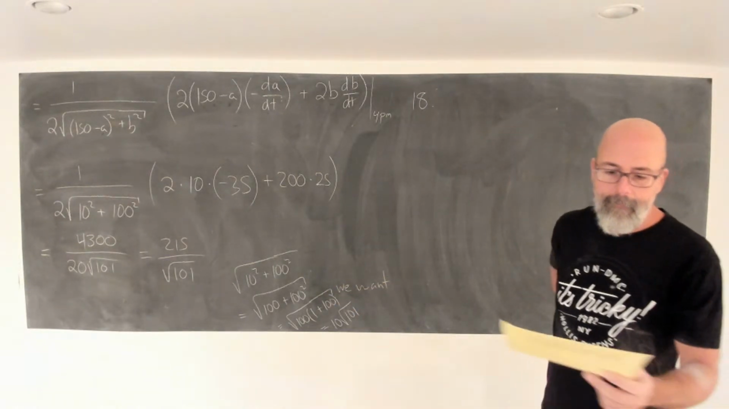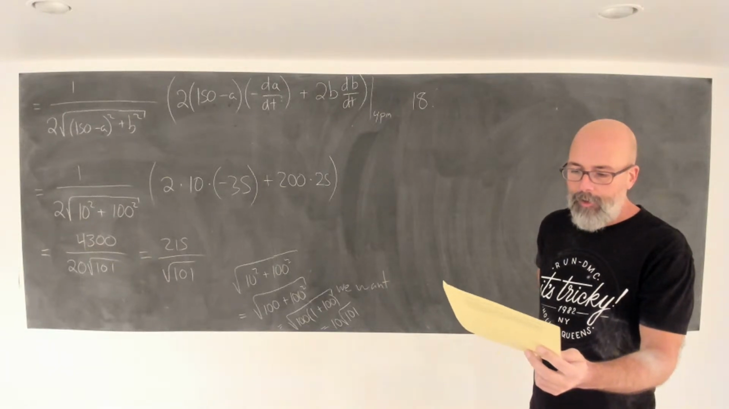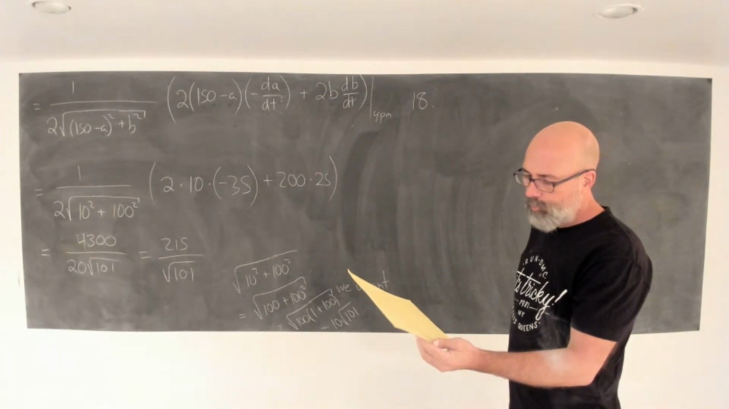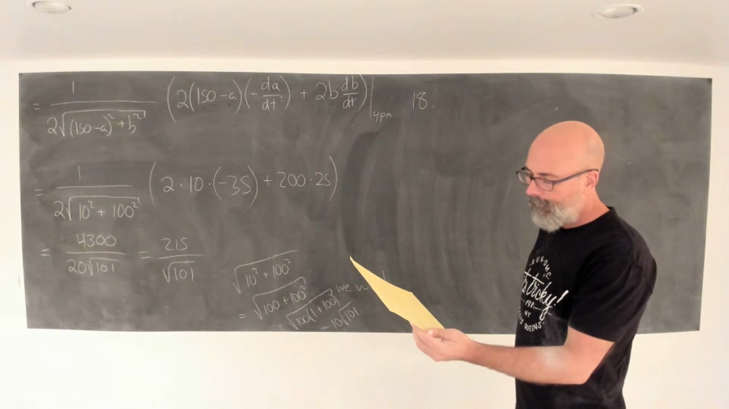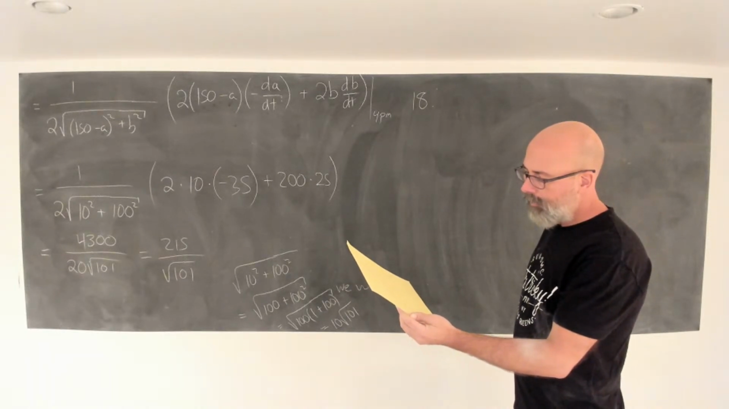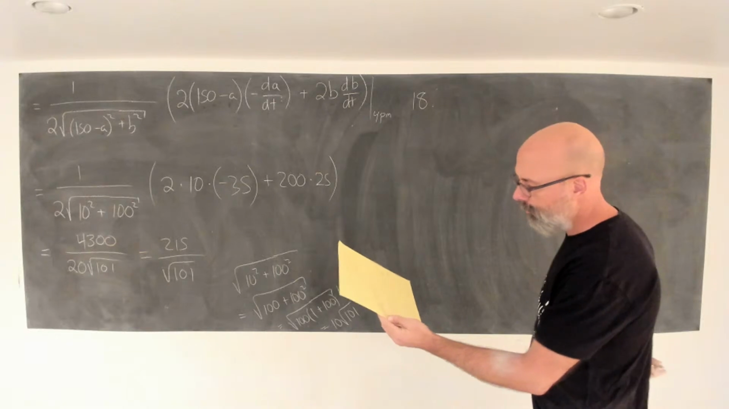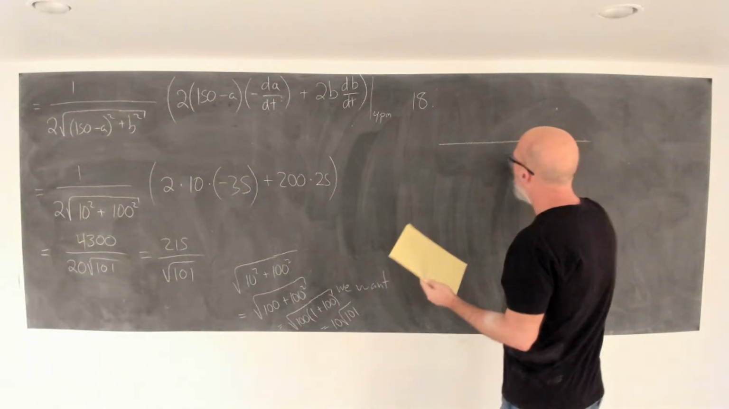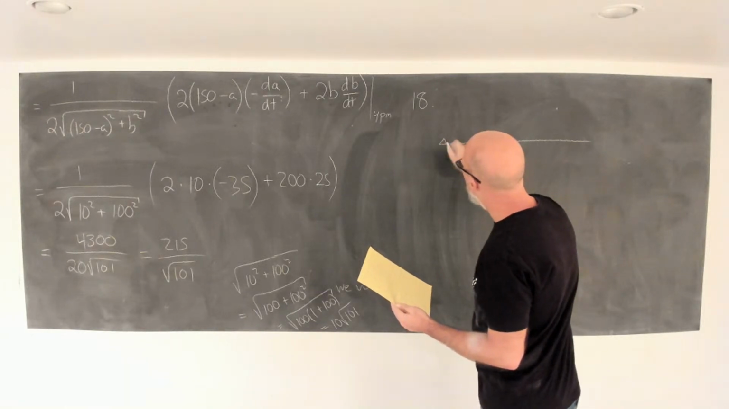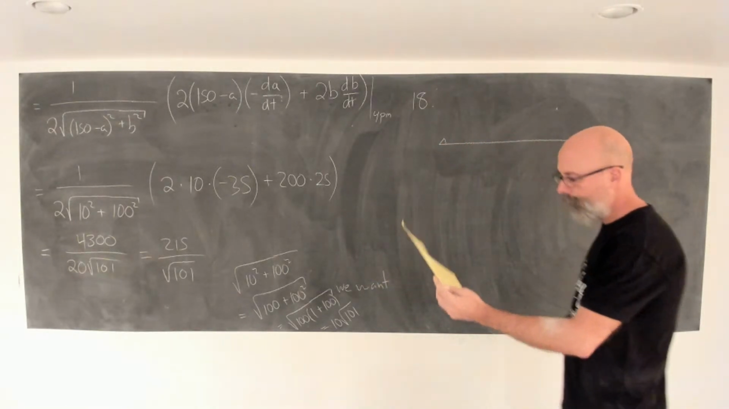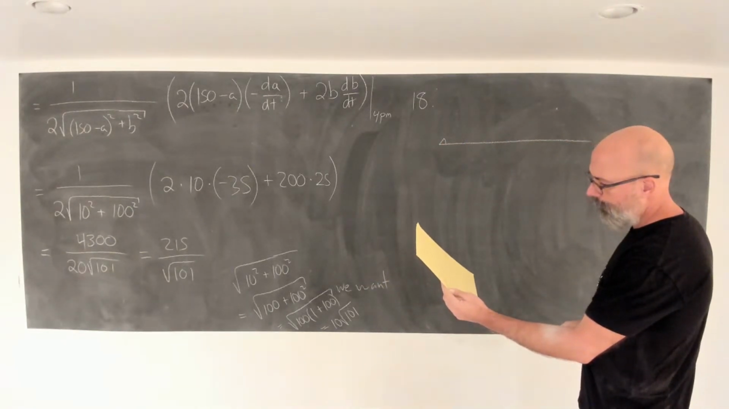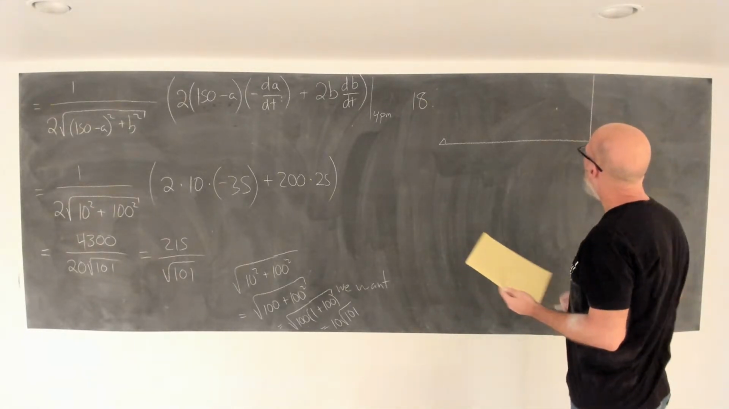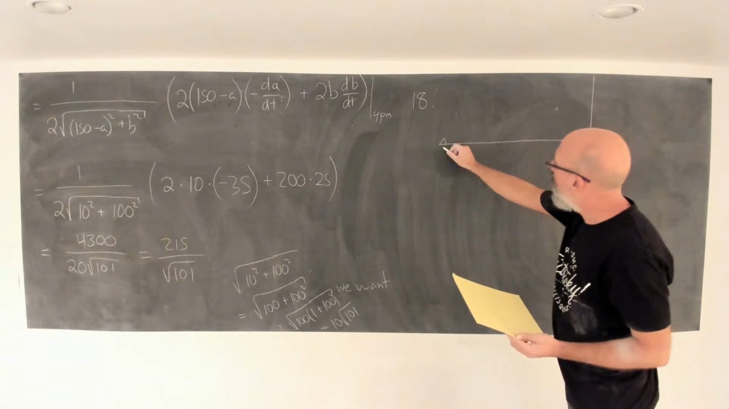18. A spotlight on the ground shines on a wall 12 meters away. If a man 2 meters tall walks, well, let's just draw some stuff. So we have a spotlight on the ground, shines on a wall 12 meters away. So we have a wall right here 12 meters away.